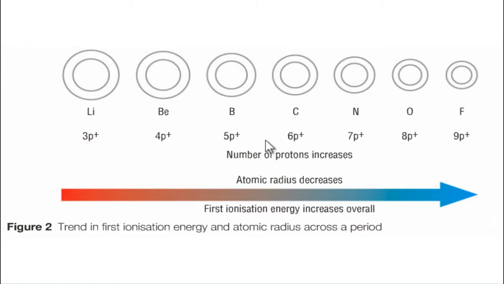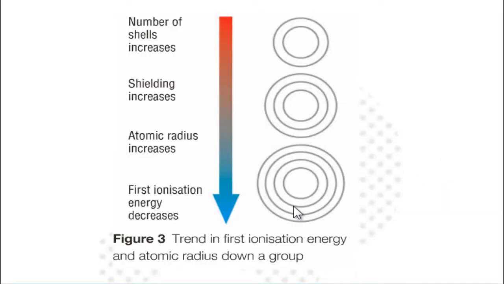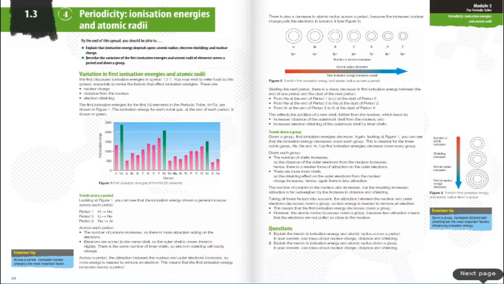So, if you look at here, the atomic radius is decreasing, and the first ionization energy is increasing because of the greater nuclear attraction on the shells and less electron shielding, and the number of protons is increasing. Because the atomic radius is decreasing, the proton number must be increasing. It's a common thing. So now we'll look at the number of shells increasing. If shielding increases, then the first ionization energy decreases, and that's what happens down a group of the periodic table.